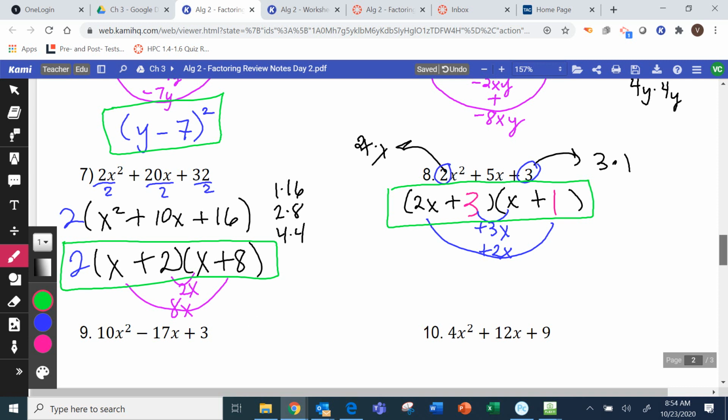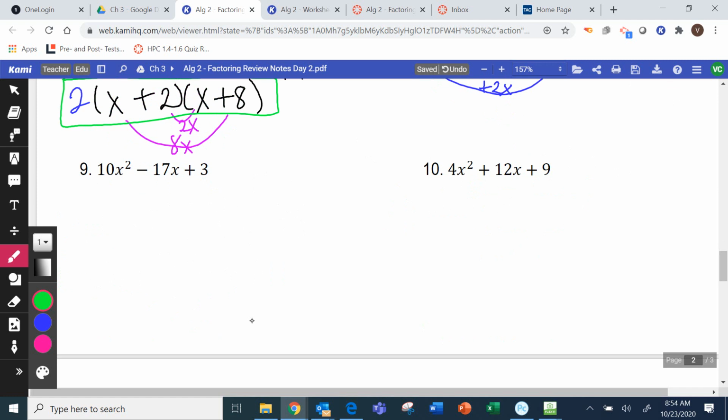How about the next one? We've got 10x squared minus 17x plus 3.